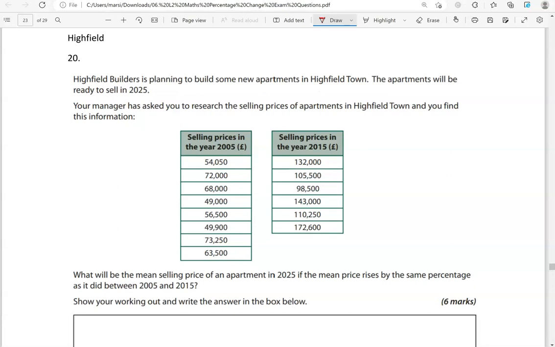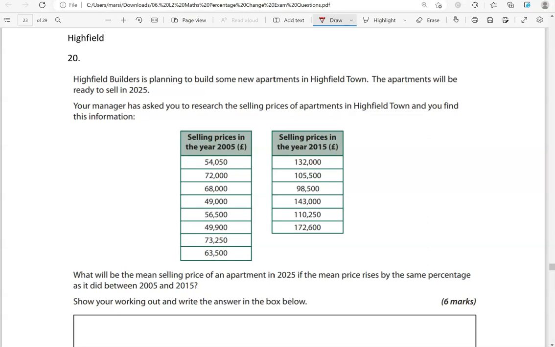Highfield Builders is planning to build some new apartments in Highfield Town. The apartments will be ready to sell in 2025. Your manager has asked you to research the selling prices of apartments in Highfield Town, and you find this information. So we've got selling prices in the year 2005 and then selling prices in the year 2015. What will be the mean selling price of an apartment in 2025 if the mean price rises by the same percentage as it did between 2005 and 2015? Show your working out and write the answer in the box below.